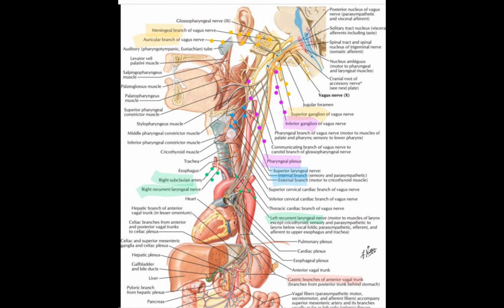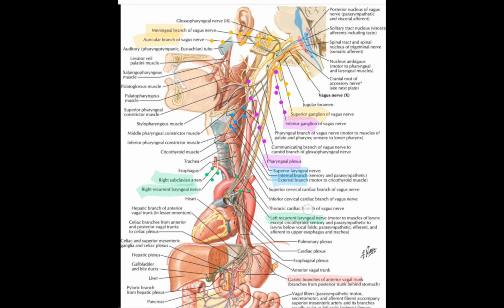Then is the external branch. The external branch is shown here. It is supplying the cricothyroid and inferior constrictor muscle. The inferior constrictor and cricothyroid will be supplied by the external laryngeal branch, and it is also giving a branch to the pharyngeal plexus. Okay. Then we have the recurrent laryngeal nerve.